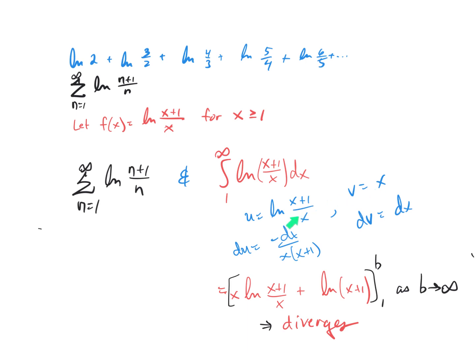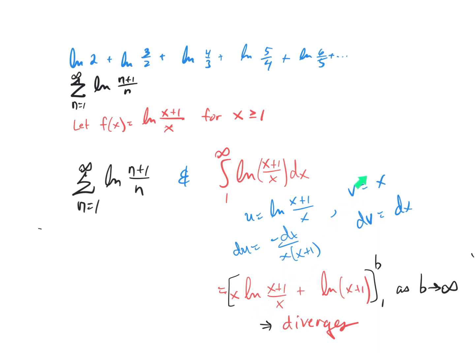So v is x, and the derivative of the natural log of (x plus 1) over x is 1 over this fraction multiplied by the derivative of this fraction. It all simplifies to this. So the definite integral then is uv minus the integral of v du. And uv gives us x times the natural log of (x plus 1) over x.